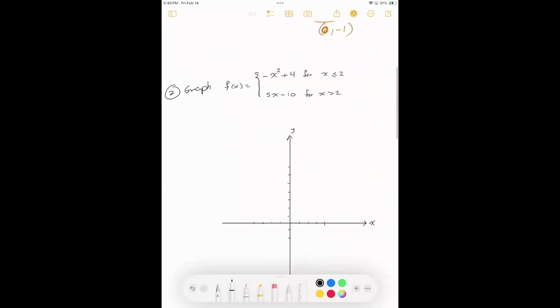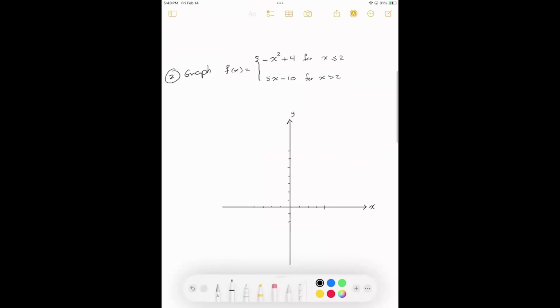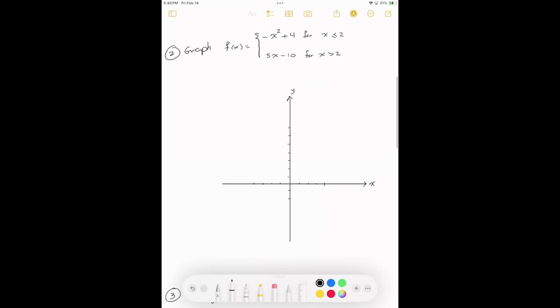Let's go over question number 2. Question number 2, we are going to graph this function. First, I'm going to do it here by hand, then I'm going to show you how you would do this in Alex. For x's that are less than 2, these are x's that are less than 2 because that's 2 here. For that, including 2, we have this quadratic equation.